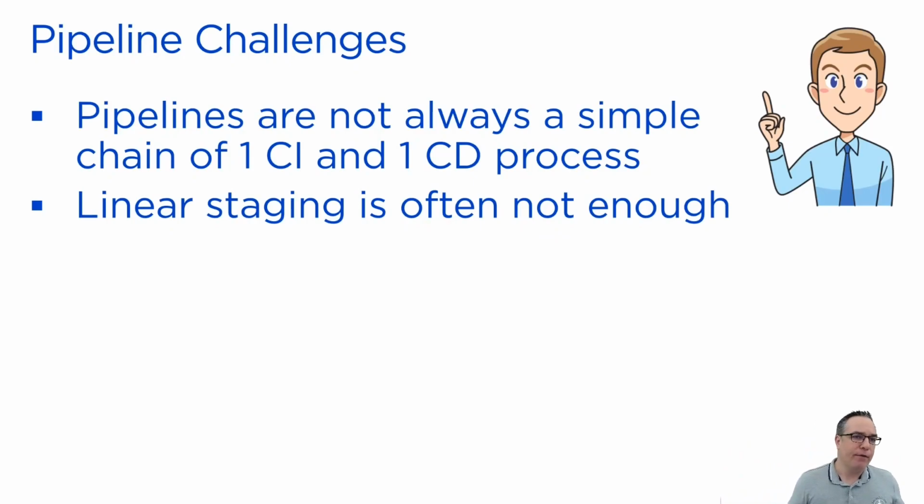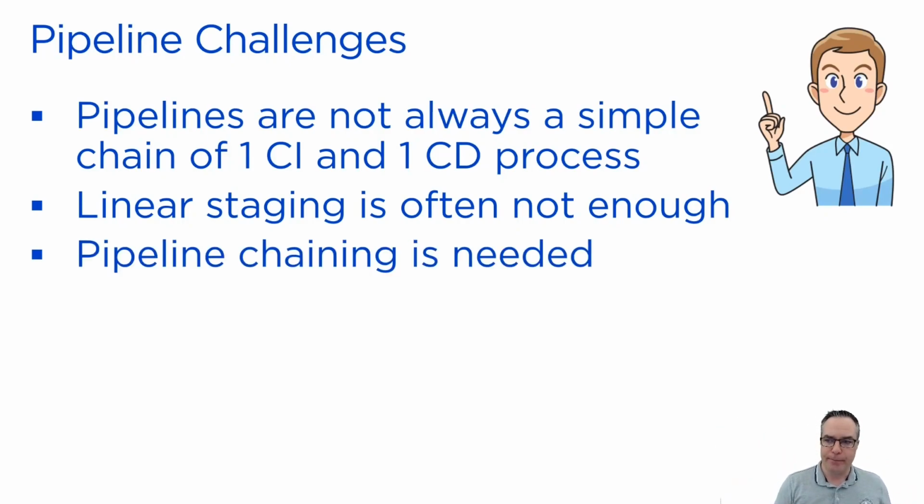Linear staging is often not enough. So normally you don't have this very streamlined dev, test, prod. You normally have a feature branch you're developing in. Maybe you want to have a feature branch deployment for verification and approval, going back to master, and deploy it into different stages. So you want to be flexible with that one as well.